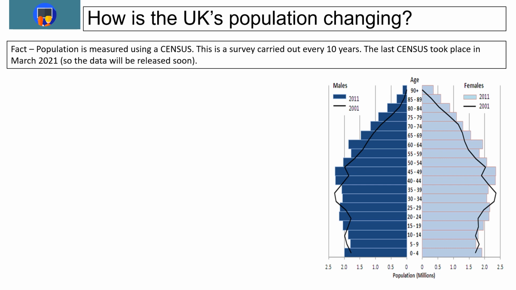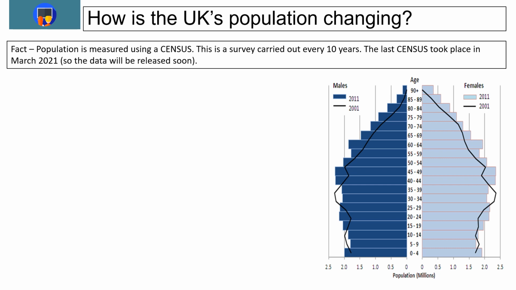So if we look at the population pyramid on the right hand side, we can see we've got females on the right, we've got males on the left. At the bottom we've got population in millions, and then going up the middle, as usual, we've got age. You'll see that the black line is 2001 and the bars represent 2011. So what we can see is how the population has changed between these dates.